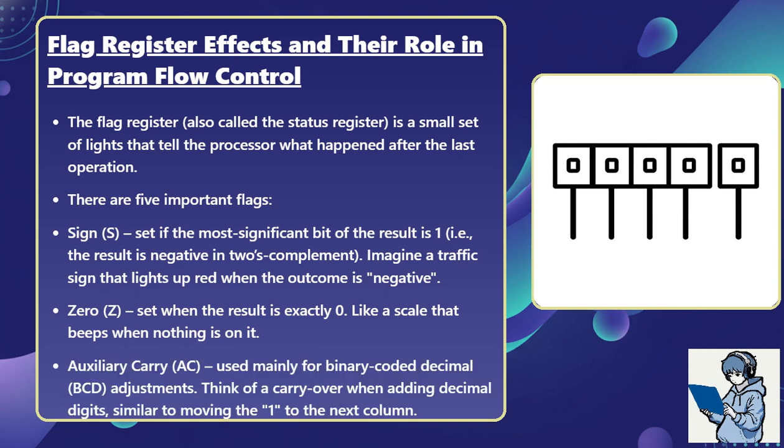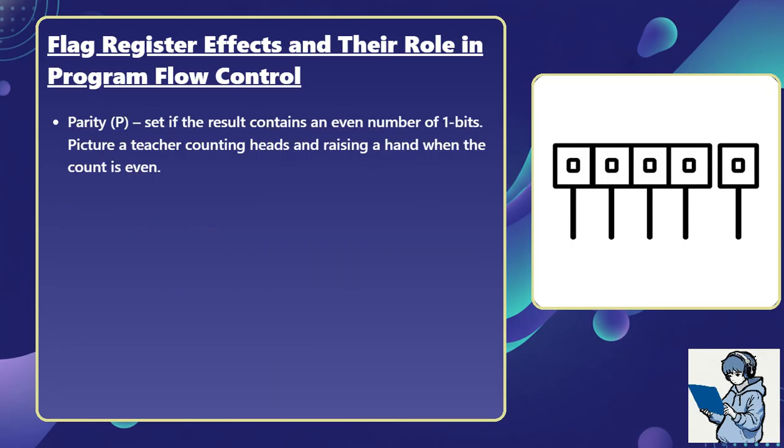Auxiliary carry, AC, used mainly for binary-coded decimal, BCD, adjustments. Think of a carry over when adding decimal digits, similar to moving the one to the next column. Parity, P, set if the result contains an even number of 1 bits. Picture a teacher counting heads and raising a hand when the count is even.